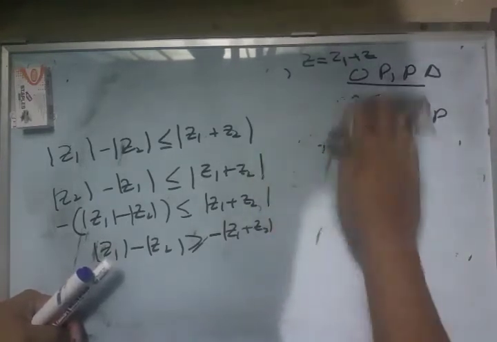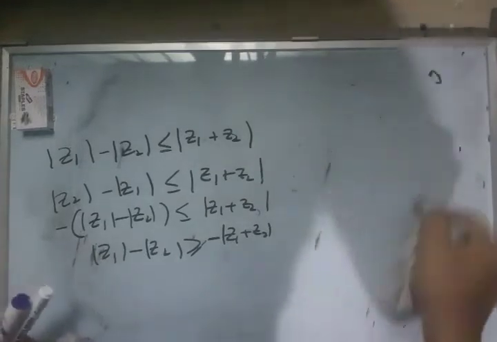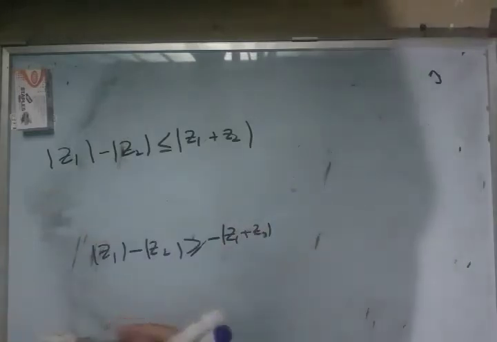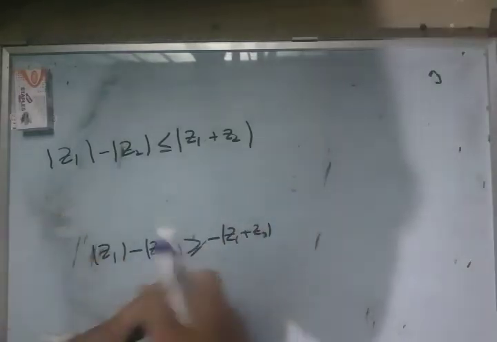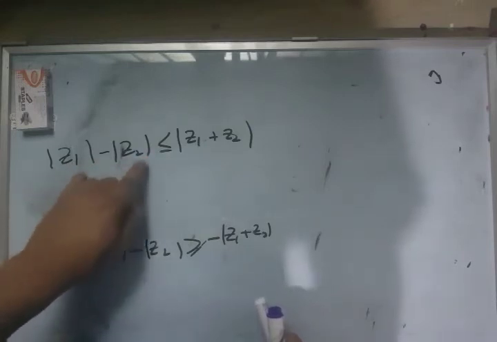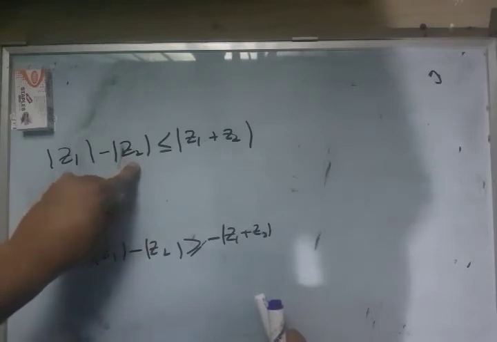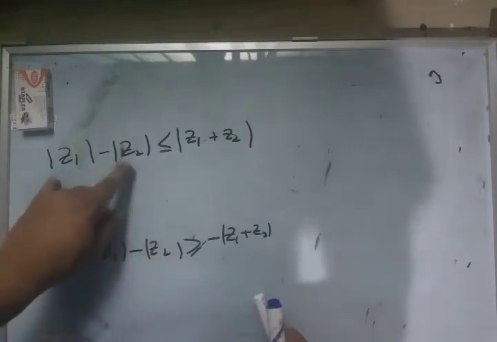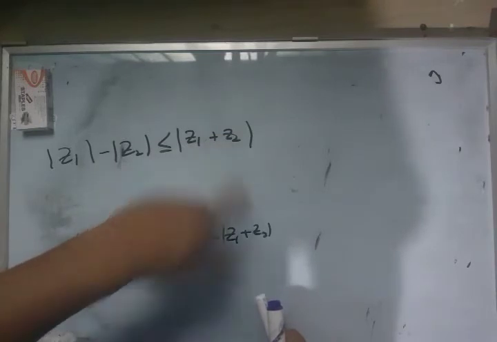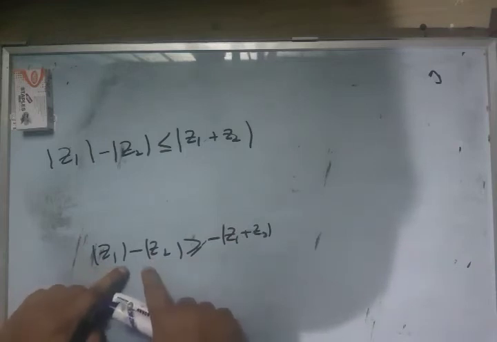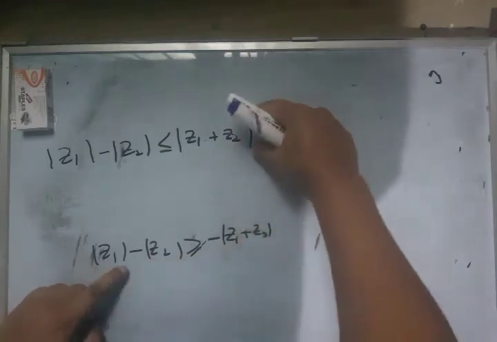Right, so we don't need this anymore, and we don't need this part as well. We have two relationships. The first one says this quantity, the subtraction of these two complex moduli, is the same quantity written here. So one relationship says that this quantity is less than this value. The other relationship says the same quantity is greater than the negative of this value.